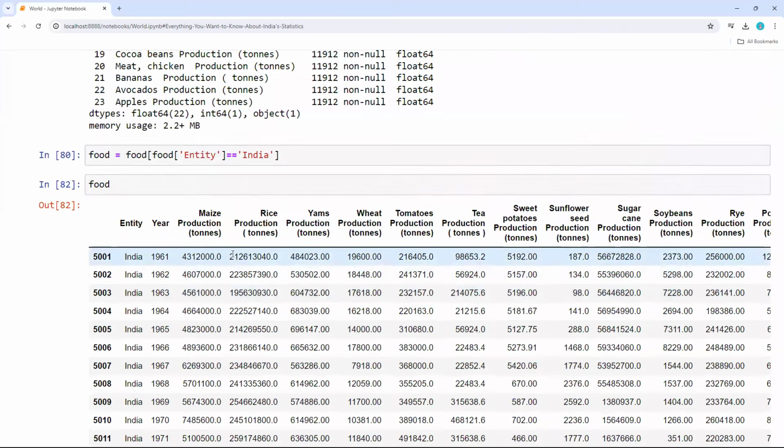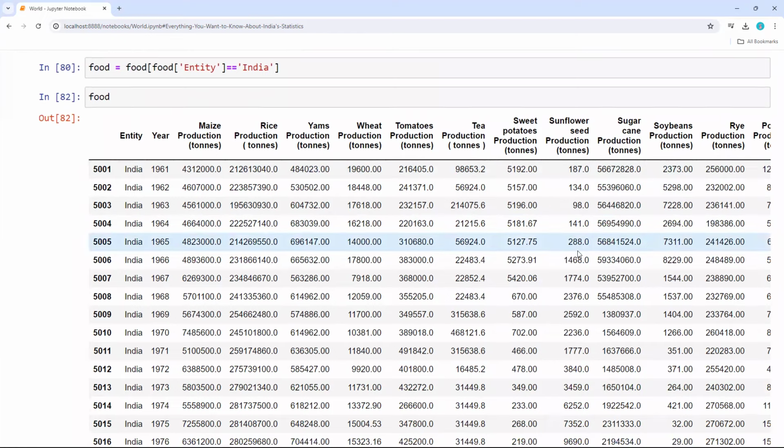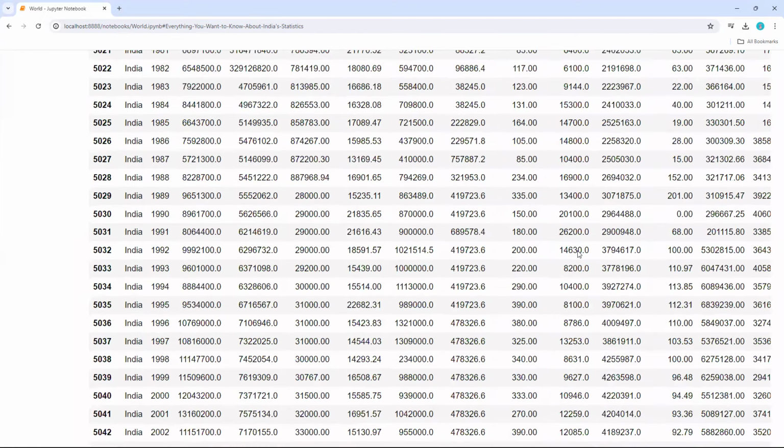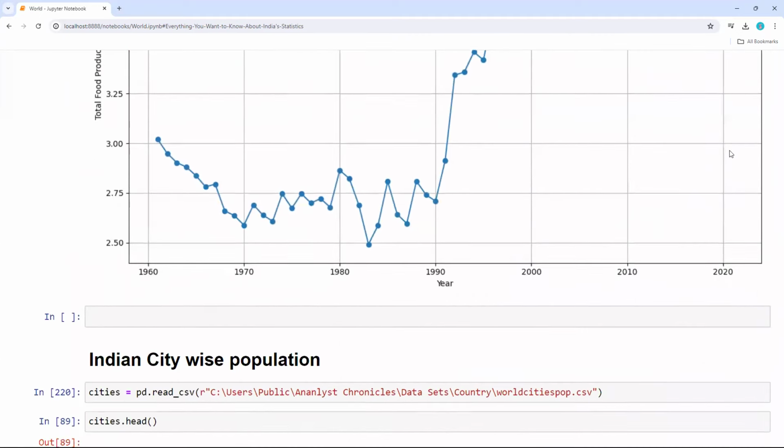That is why you will see the bigger numbers for rice production in tons, as well as wheat production, sweet potatoes and tea production. You can see sugar cane production. These are all the different kinds of food productions, and this is for entire food production in India year on year. As of 2021, we are at 4.25, which is a good thing when it comes to food production.